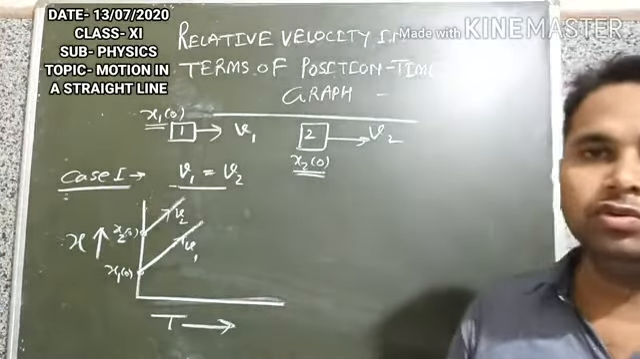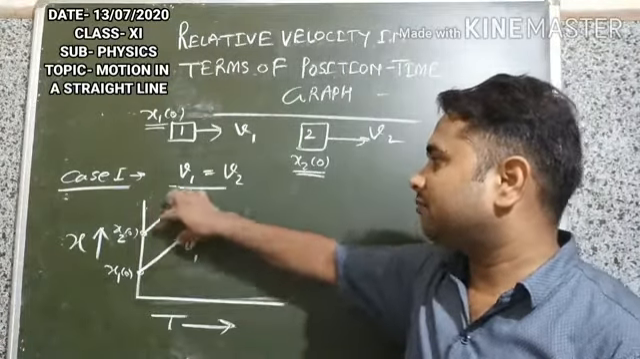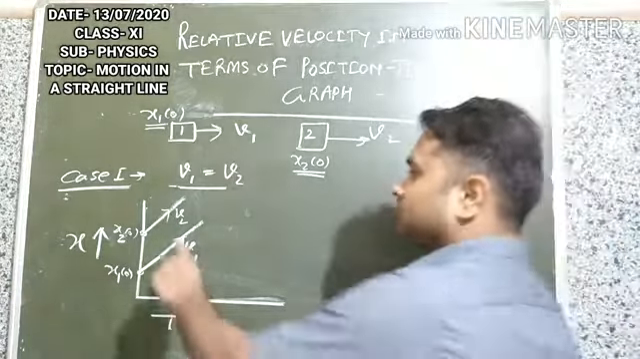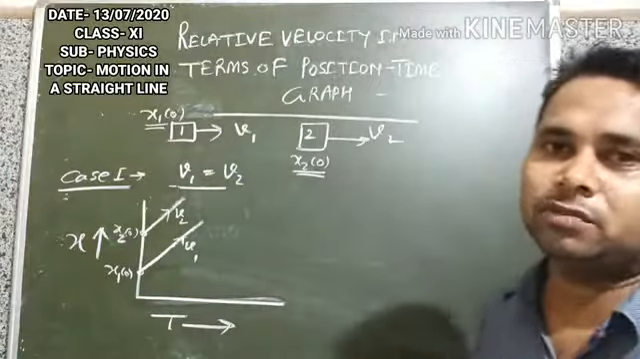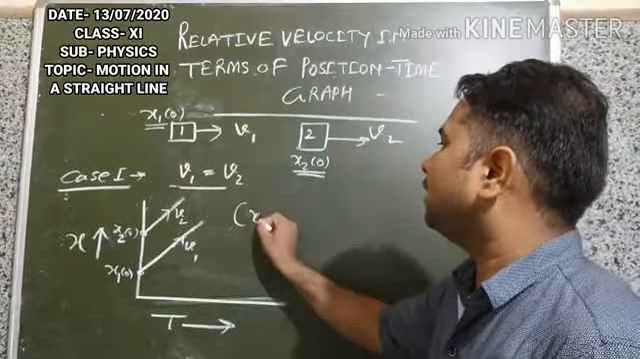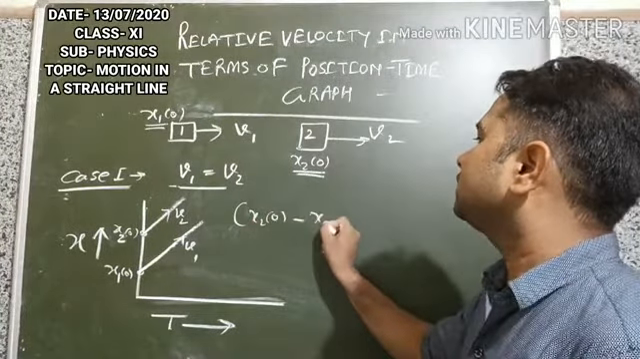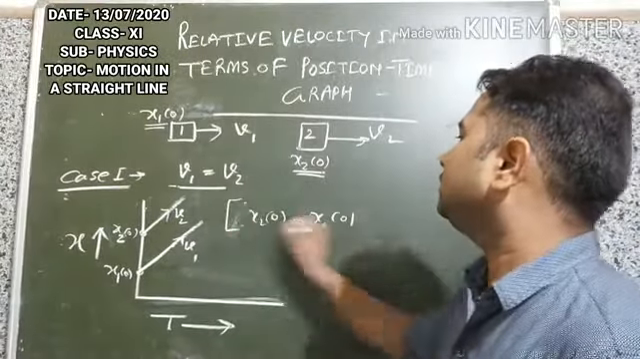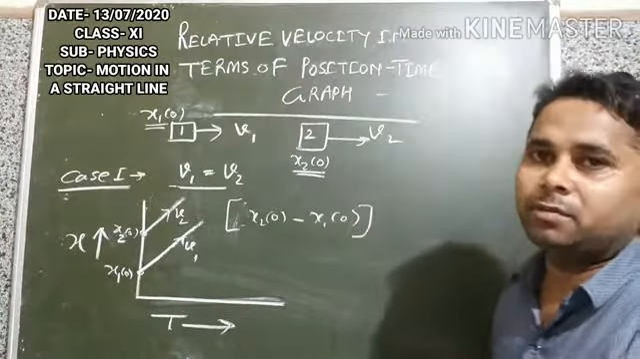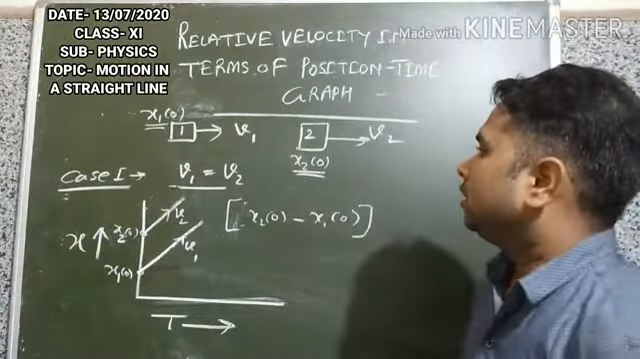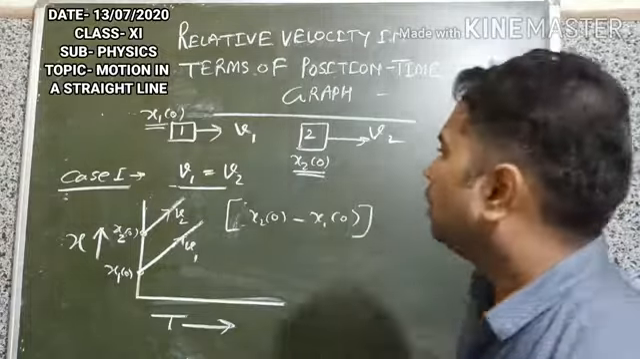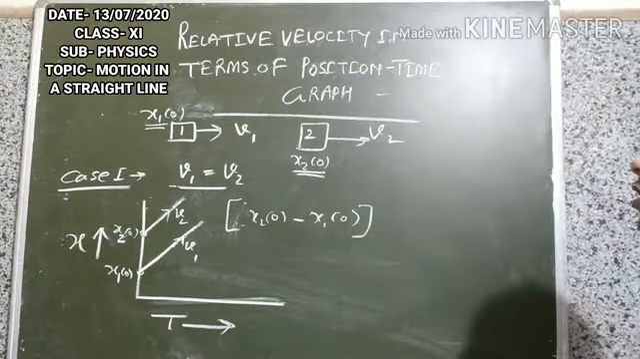Okay, when v1 equals v2, what is the position time graph? The graph lines obtained for both objects will remain parallel to each other, and the separation between them will remain constant. What will that distance be? The separation will be x2 0 minus x1 0. This separation or distance between both objects will remain the same throughout the motion when both are moving in uniform motion with equal velocities.